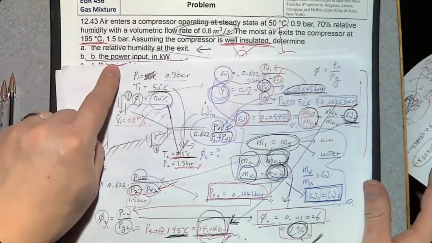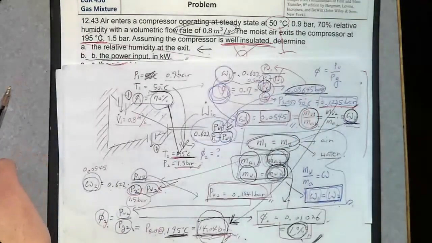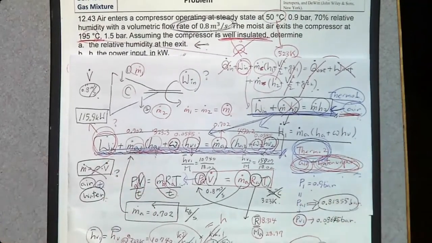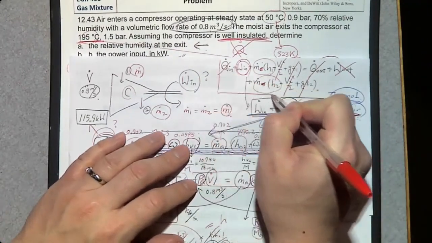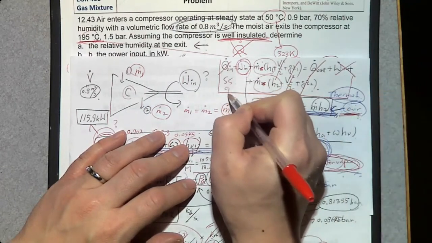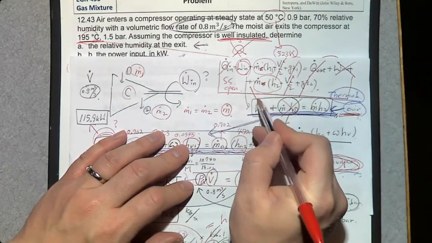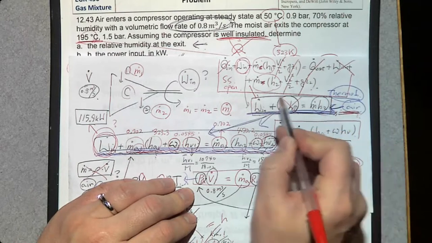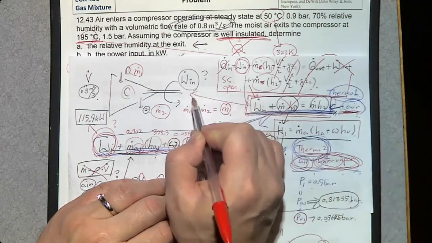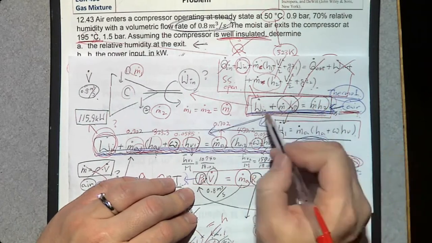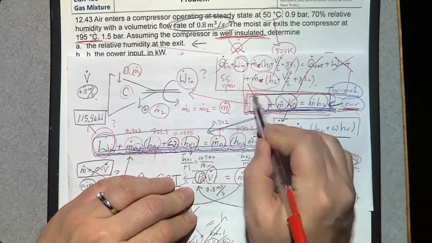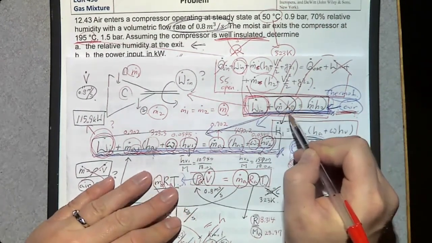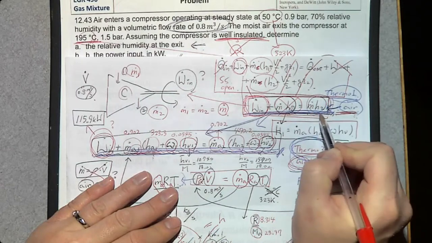The second problem is the power input. To determine this power input, we need to use the energy balance equation. So we started from the general energy balance equation for a steady state open system, and we reduced this energy balance equation down to this one, which is for this compressor. This equation shows that the power input to the compressor plus the rate of enthalpy at the inlet should be the same as the rate of enthalpy at the exit.